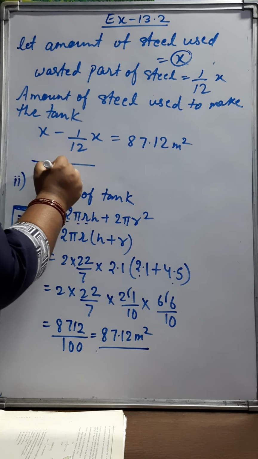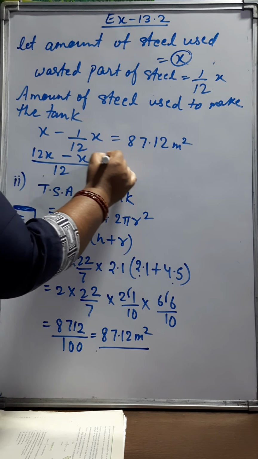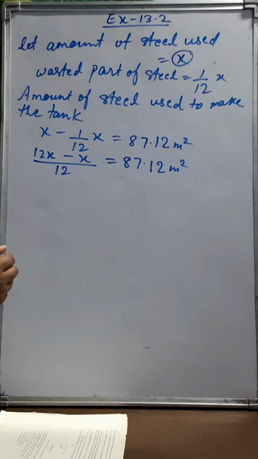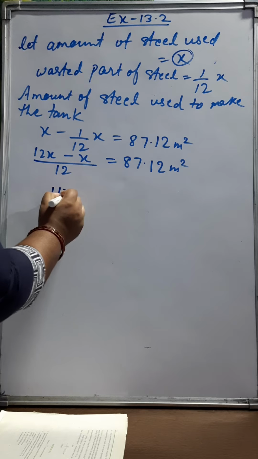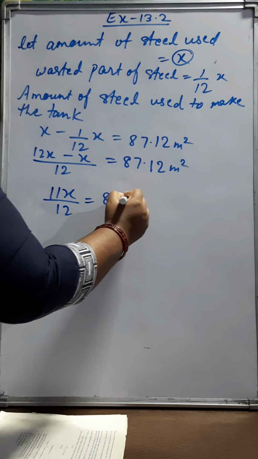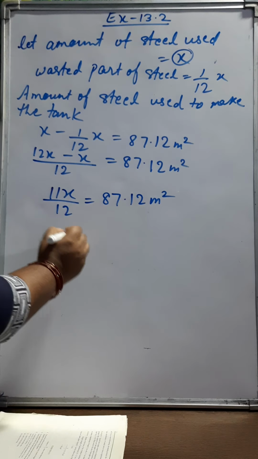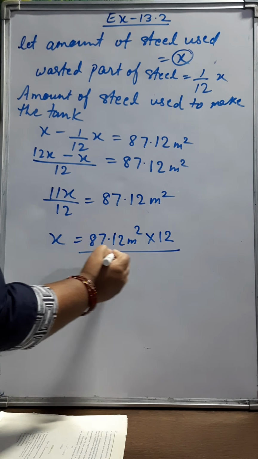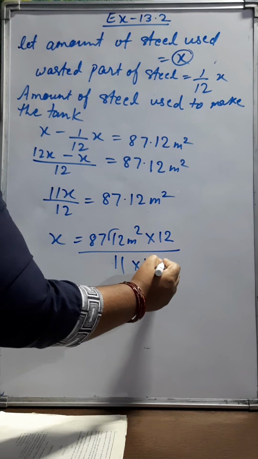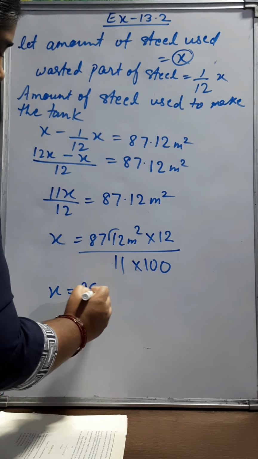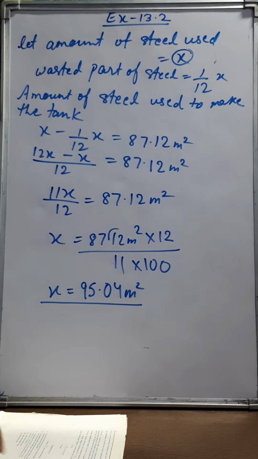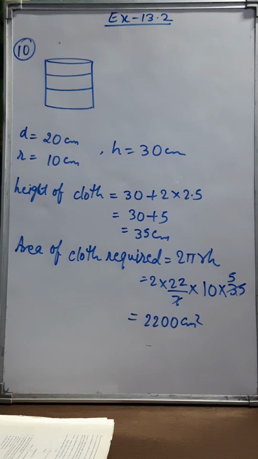Now we will calculate by taking the LCM. It is 12X minus X is equal to 87.12 meters square. If we will solve it, 12X minus X will be 11X by 12. By leaving X, 12 will move that side, divided by 11. If you will solve this, you will get X is equal to 95.04 meters square. So actual amount of steel used is 95.04 meters square. Now see question number 10.